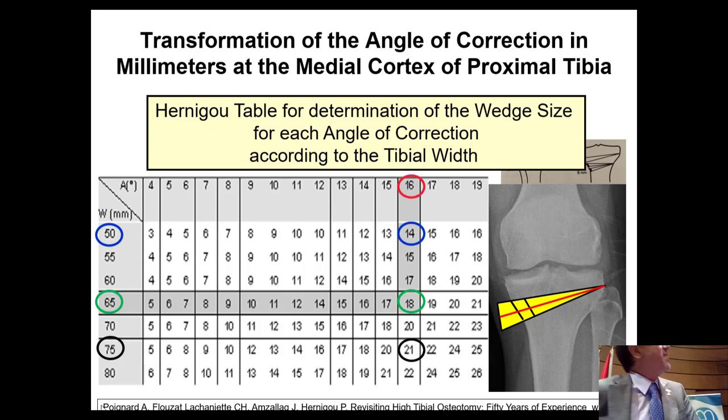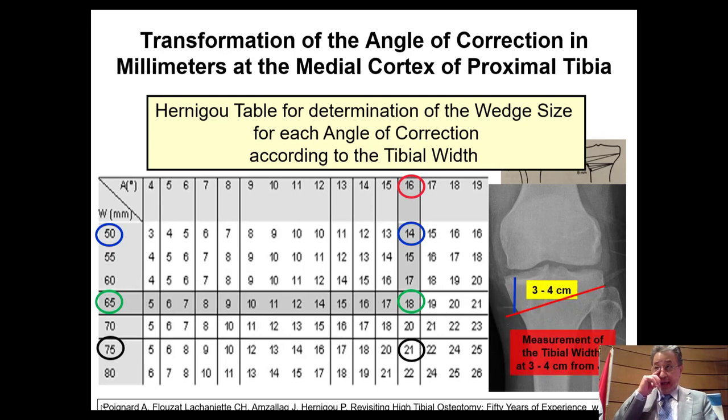So, if we take an example for a correction of 16 degrees, if the width of the tibia is 50 millimeters, the opening will be 14 millimeters. For a width of the tibia of 65 millimeters, for the same angle of correction, 16 degrees, the opening would be 18 millimeters, and for a width of 75 millimeters, the opening would be 21 millimeters. So it's not really 1 millimeter for 1 degree. The site of the osteotomy is about 3 to 4 centimeters from the joint line, and this should be reproduced during the surgery, as we will see later.